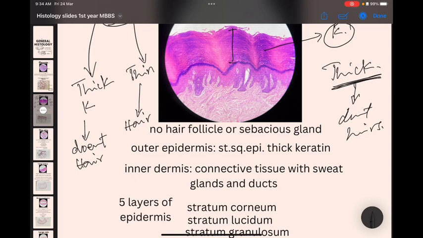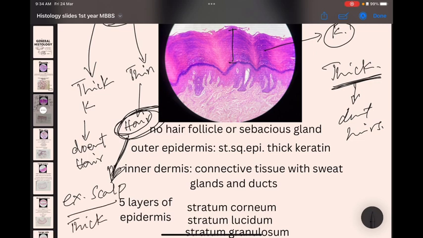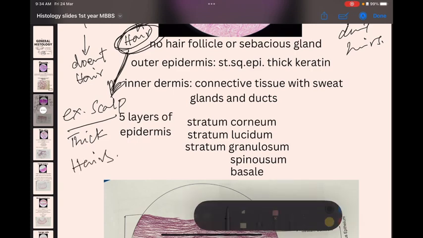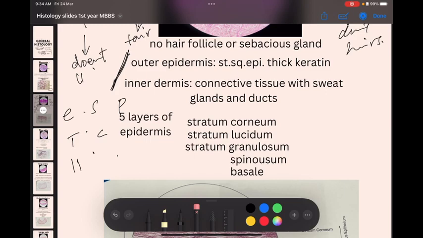Now coming to thin skin, it has hairs in it, but there is an exception for this. The exception is the scalp. Scalp is actually a thick skin having hairs. That's all. It is done.